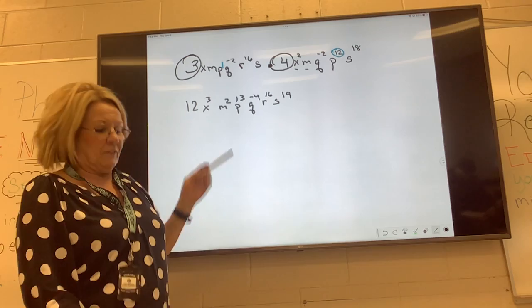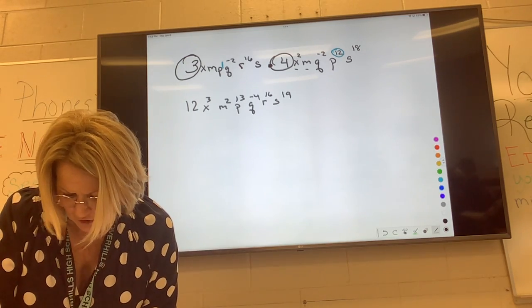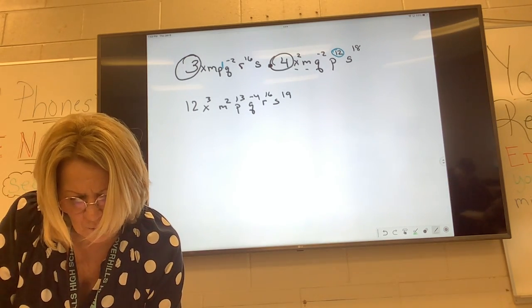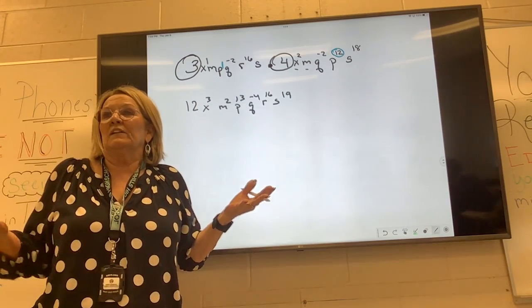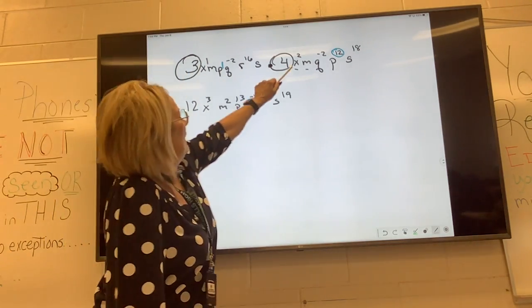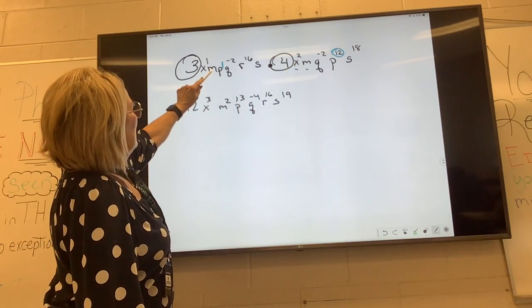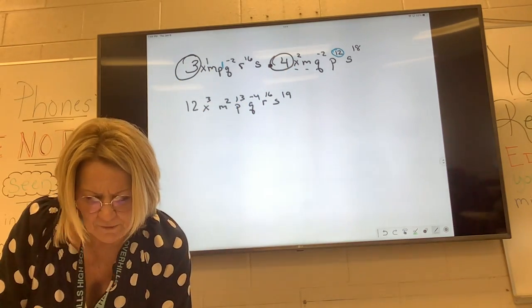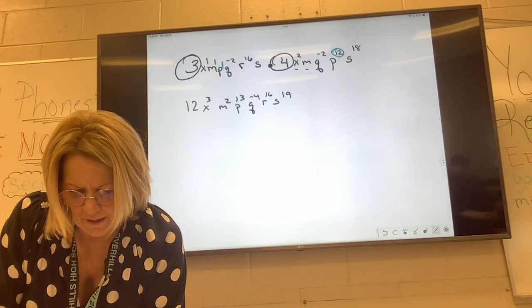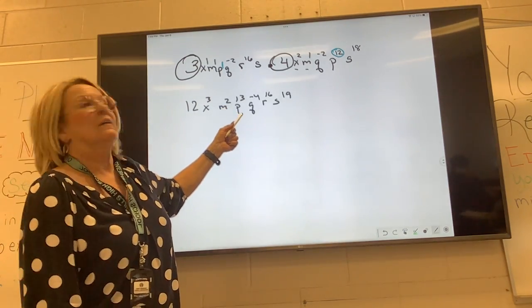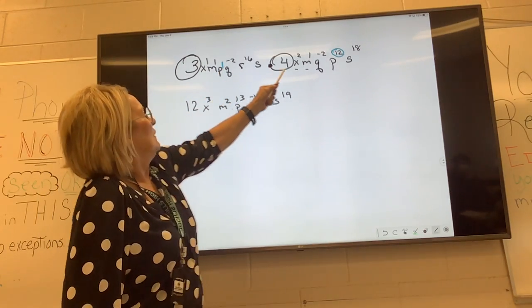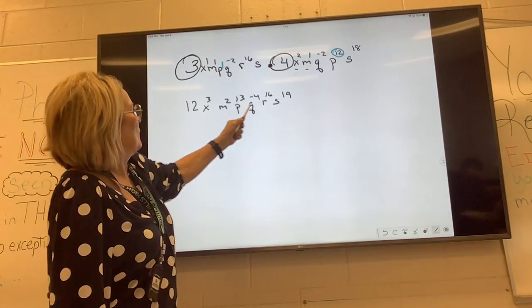Where's the one? It's understood. You're not going to see it there, but there's an understood 1 if there's nothing else there. So 1 and 2 is 3. Then you have an M with an understood 1 and another one over here with an understood 1. That's how I got an M2. P1, P12, that's how I got a P13.